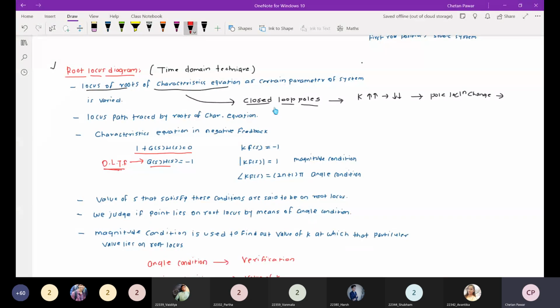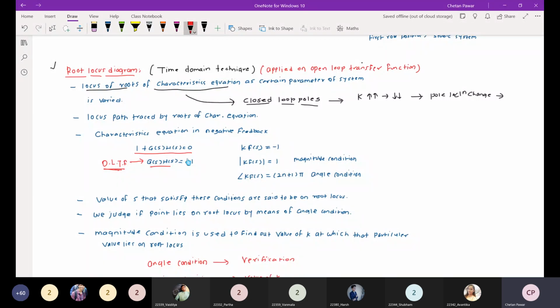So the root locus technique is applied on the open loop transfer function of the system. Even if they have given you the closed loop transfer function, you just need to form the open loop transfer function and then plot the root locus. So this root locus technique is applied on the open loop transfer function of the system. That is the main point here.